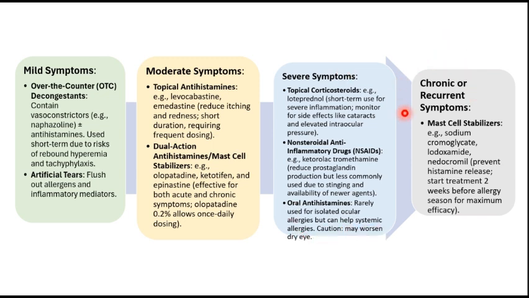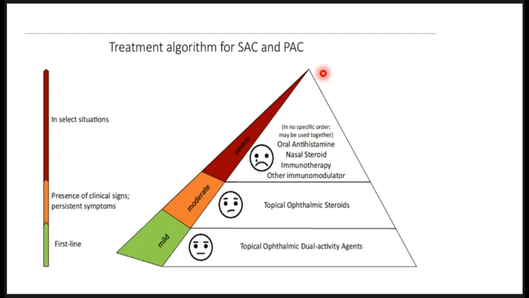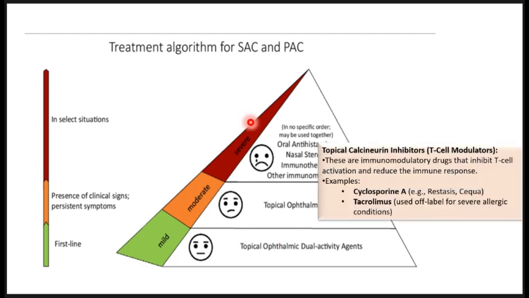Now, if the patient has chronic or recurrent symptoms of seasonal allergy or perennial allergy, in those cases you will give them mast cell stabilizers, specifically when the allergic season is about to start. Management of SAC and PAC is basically a step ladder approach. It varies from one practice to another. Now, sometimes, I don't think so, it is rarely needed in case of simple allergic conjunctivitis, but just for the sake of completion, this will help you to remember the treatment for VKC as well.